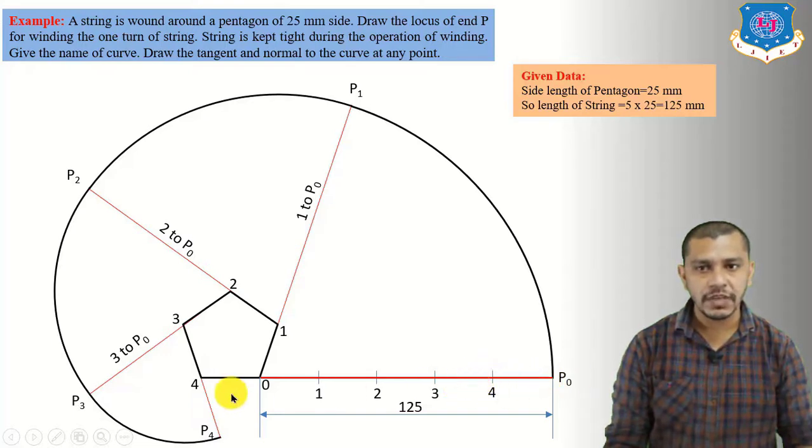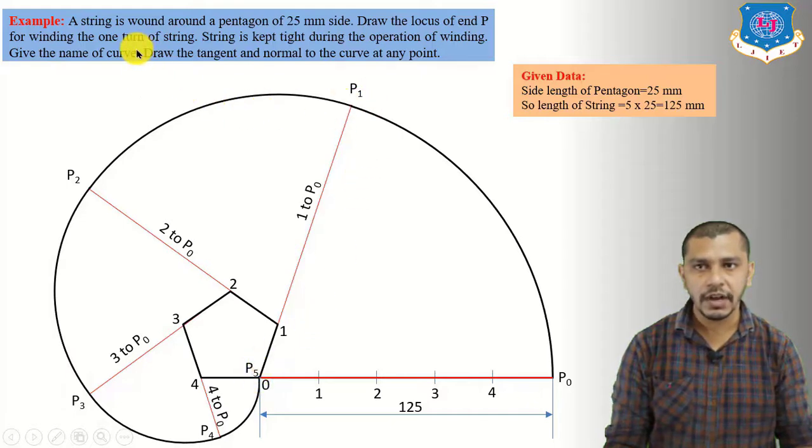So now next step is measure 4 P4 or 4 P0 on the rounder, take center at 4 and give an arc. You will get the arc intersected over here exactly. This will be our P5 point. So this will be the involute of a pentagon for one complete turn.